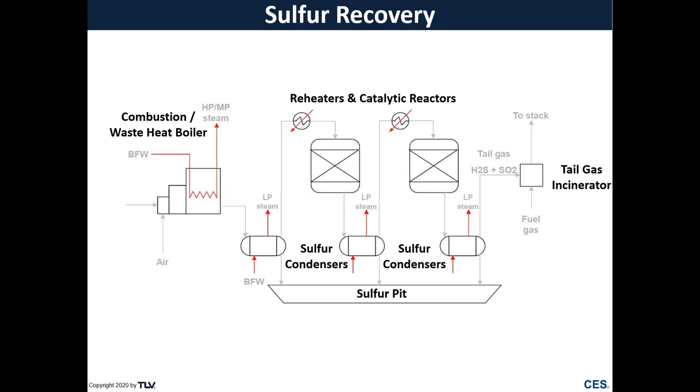So those lower pressure waste heat boilers also condense as part of the stream to be liquid sulfur. And the remaining gas products are then sent through a series of reheaters, catalytic reactors, and sulfur condensers to extract as much liquid sulfur as possible. All of that gets transported into a sulfur pit. And any leftover gas products are then burned off at the tail gas incinerator.